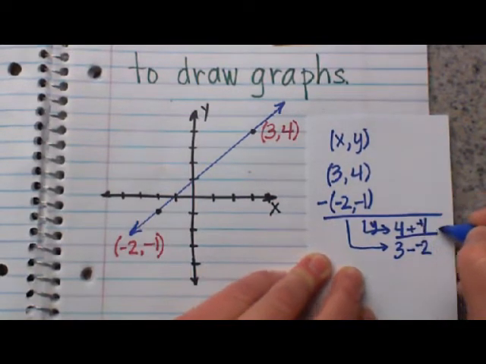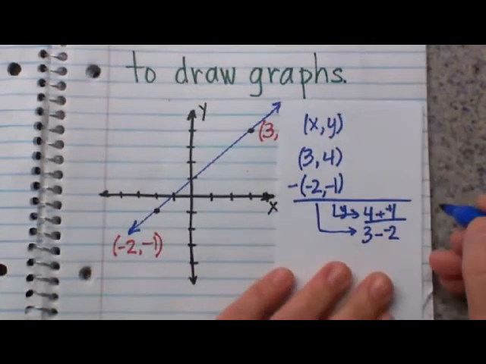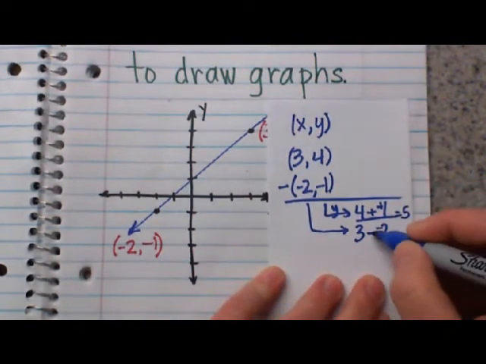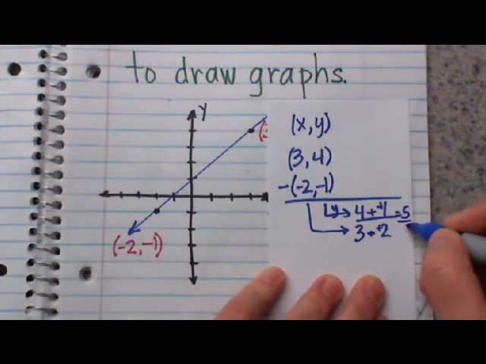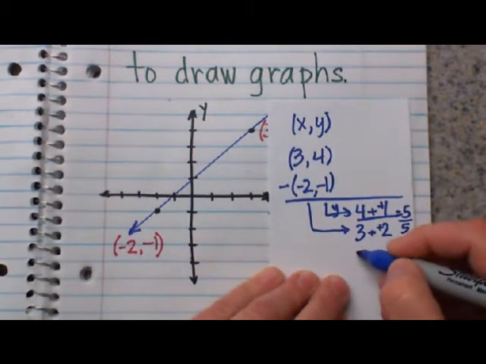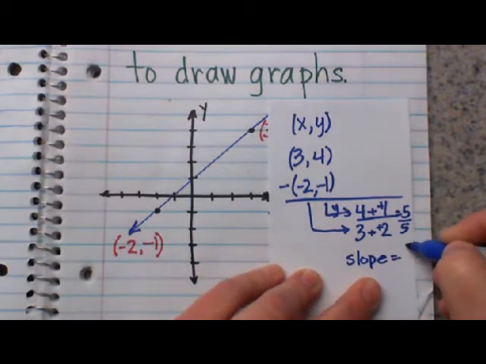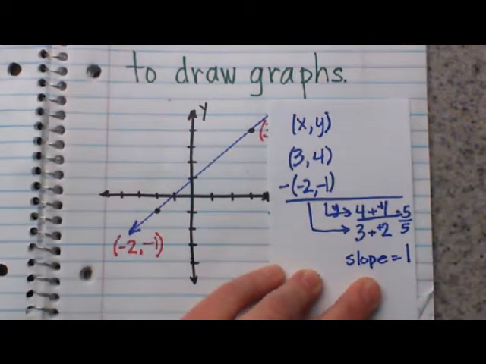This will become positive. Scoot it over a little bit. This will become positive 5. This will also become positive 5. So the slope then of our line reduces to 1.